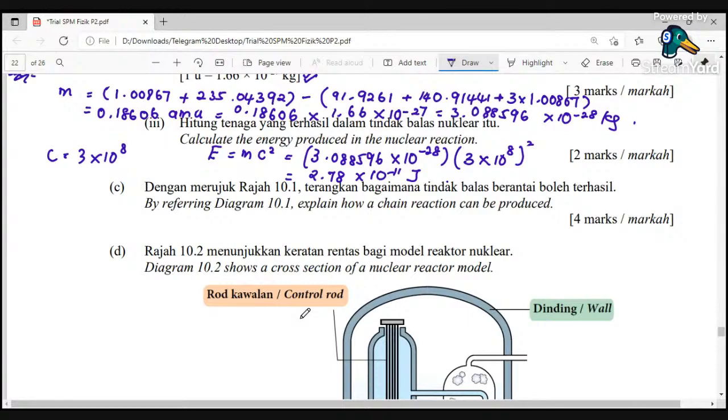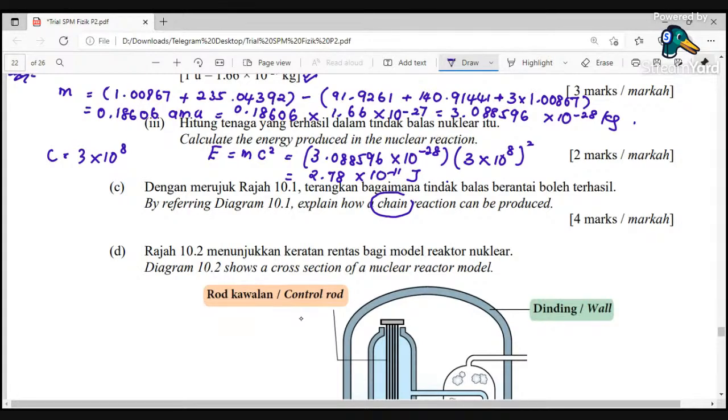Okay, by referring to diagram 10.1, explain how chain reaction can be produced. Okay, so the chain reaction means the reaction that cannot be controlled. That's why we call it chain. Berantai, maksudnya dia tak habis kalau tak dikawal. So chain reaction occurs from the splitting process of uranium.